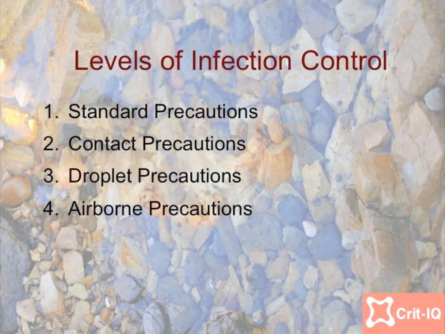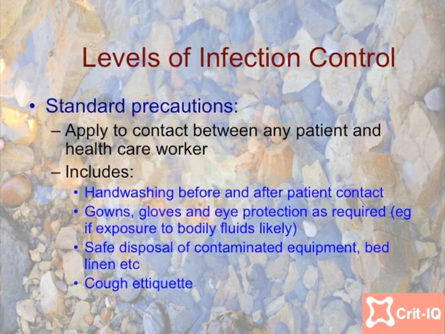So when we look at levels of infection control, we have 4 main levels, first being standard precautions, which escalates up to airborne precautions. Standard precautions apply to any healthcare worker and includes hand washing before and after patient contact, which may be with the alcoholic hand wash, use of gowns, gloves and eye protection if exposure to bodily fluids is likely, the safe disposal of any contaminated equipment or linen, and cough etiquette.